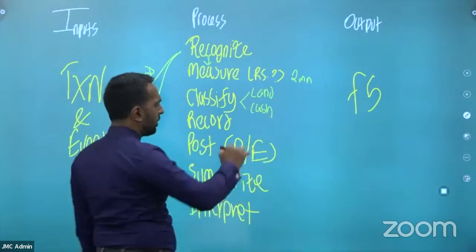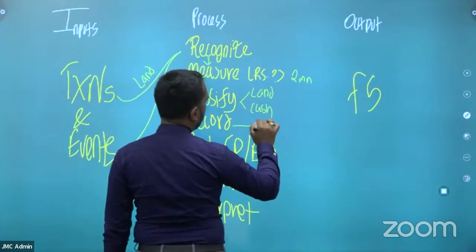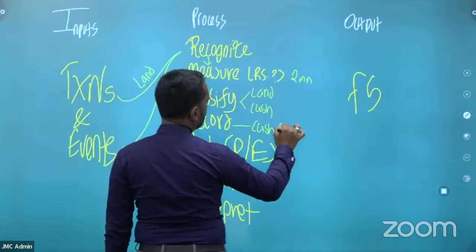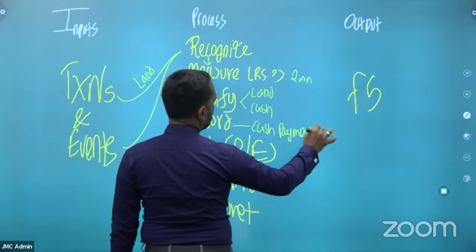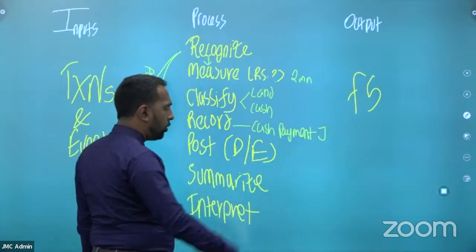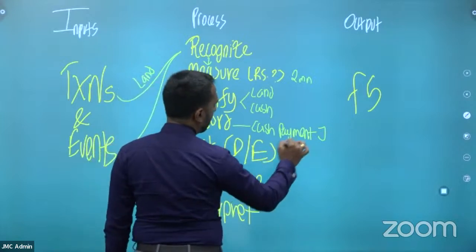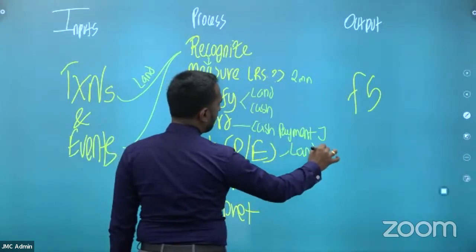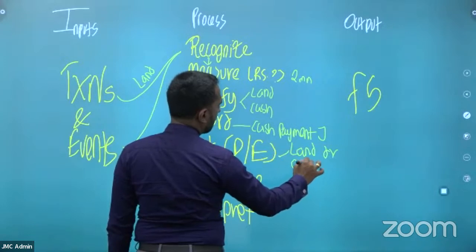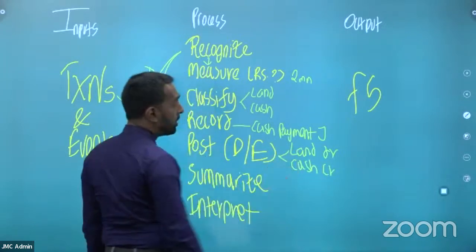And then you record. ඔයා මේක record කරනවානේ. දැන් මේක cash payment journal එකේ record කරනවා. Then you pass a double entry. ඊට පස්සේ මේකට double entry එකක් දානවා. Land debit කරා, cash credit කරා. Like that you pass a double entry.